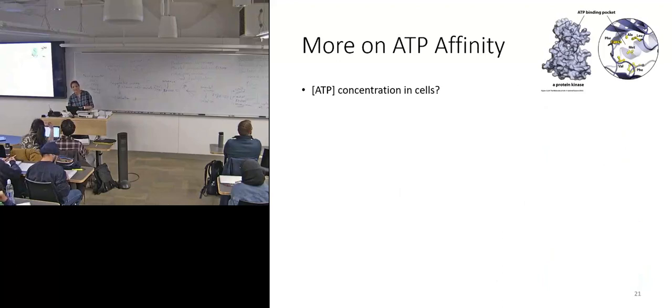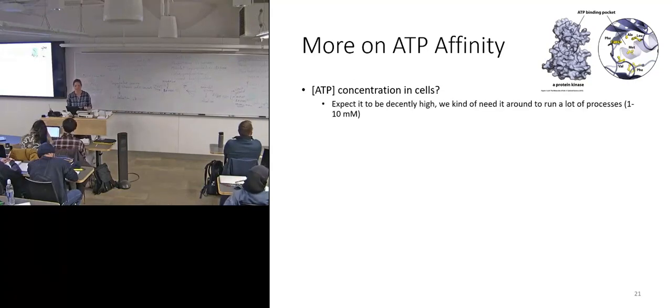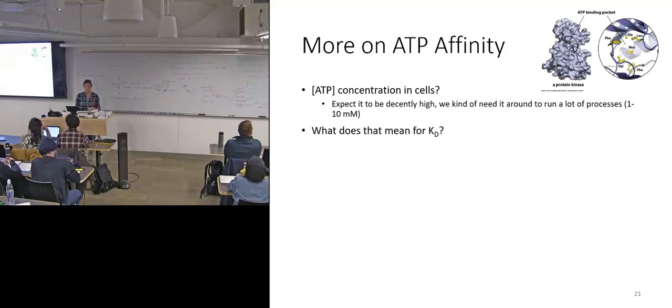So the ATP concentration in cells needs to be relatively high, okay, because it's participating in a lot of energetic reactions. It's the driving force for many things as our energy currency. So it's decently high. It runs a lot of processes, so we expect ATP concentration in cells to be in the millimolar range. Okay. What does that mean for KD?